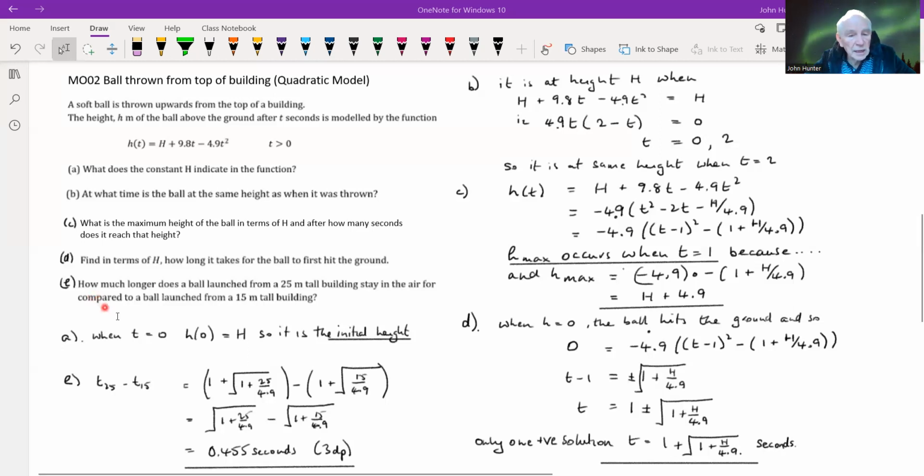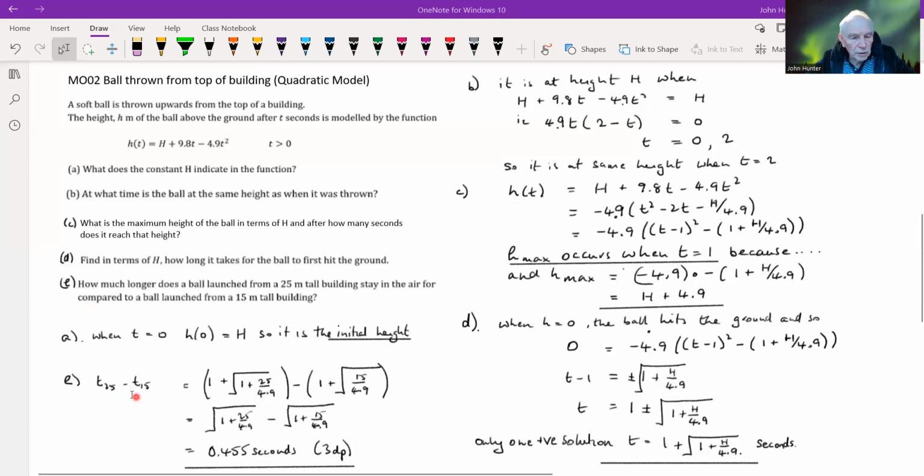This one is slightly more obscure. It says, how much longer does a ball launched from 25 meters stay in the air, compared to a ball from 15 meters? Now, from that, I think we can reasonably assume that what they want is the difference between the two. I mean, a comparison is a bit of a subjective thing, isn't it? A bit of a narrative thing. But this is the difference that we're going to calculate.